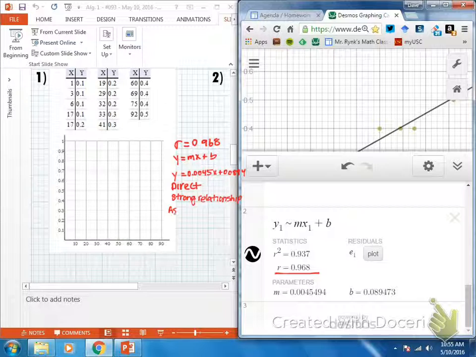As x gets bigger, y gets bigger. And that's number 1, okay? Makes sense? What happens as x gets smaller? What's going to happen to y? Good, it's direct, right? It's a direct relationship. Okay, so that's number 1.